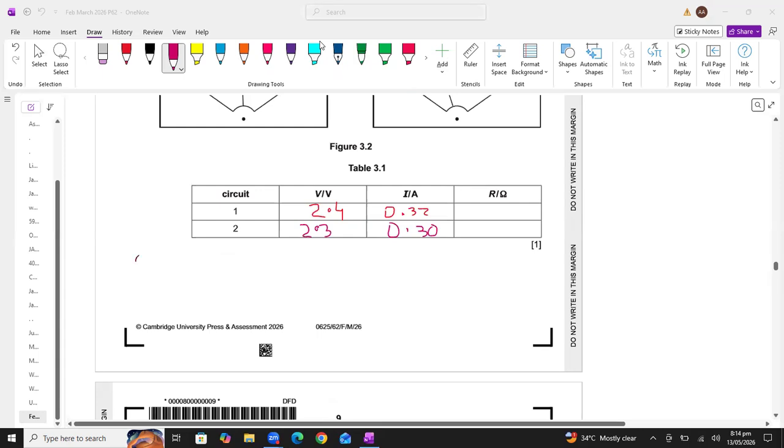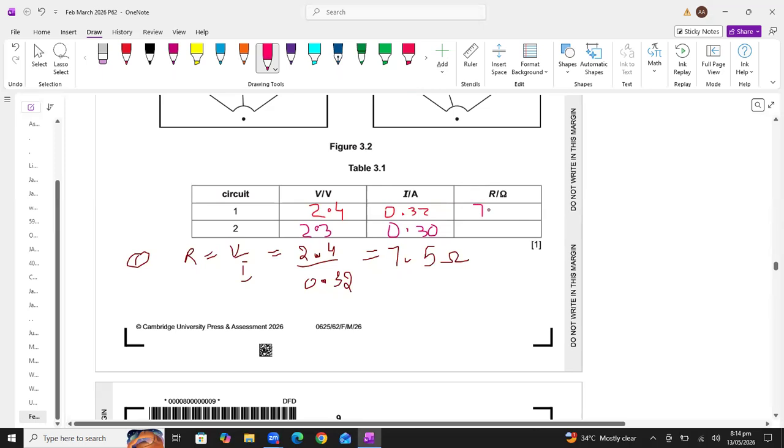So now I'm solving for circuit 1, students. R is equals to V upon I. V is 2.4 and current is 0.32 ampere. Well done, Hafsa. Hafsa is saying 7.5 ohm. And they told us that we have to write the answer in two significant figures. So you can see 7.5 ohm is representing the answer in two significant figures. All right, 7.5 ohm. We don't need to write the unit here because it is already mentioned in the column heading. All right, well done, Inaya.